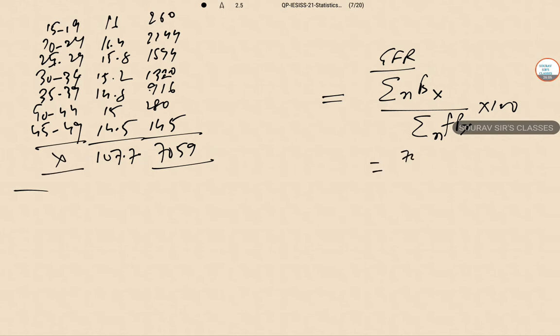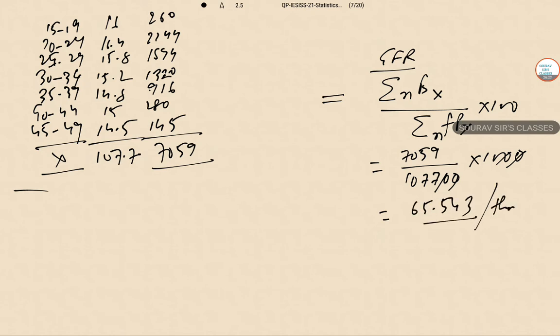So 7059, and remember that this whole thing is in millions. 107700, so this into 1000. These two cancel out. So this will give you 60.543 per 1000. This is the first part done.